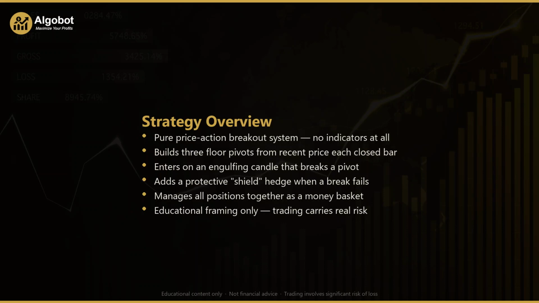The signature feature is the shield. Breakouts sometimes fail and snap straight back, the classic false break. Instead of simply taking a loss, this strategy opens an opposite hedge leg, the shield, when price travels back across the broken level. From there, both positions are managed together as a basket, and the whole basket is closed once the combined floating result reaches a defined money target, or flattened if it reaches a defined loss ceiling.